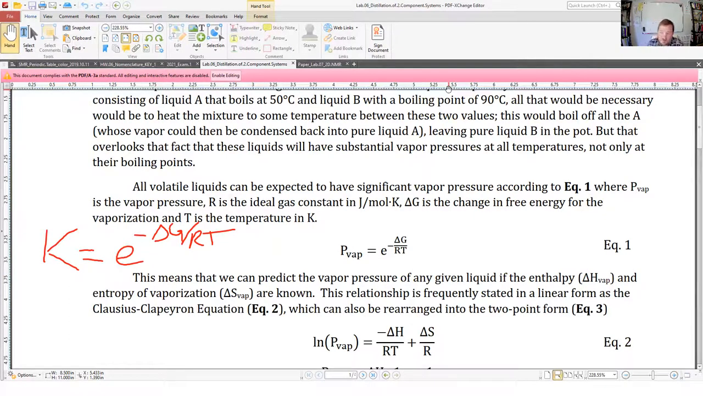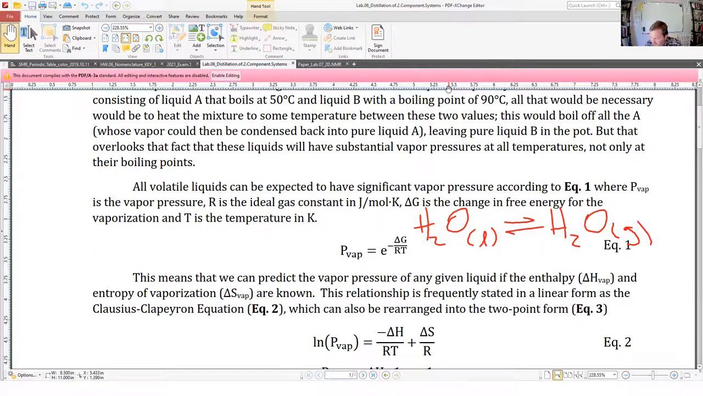The difference is when we're talking about a reaction that's as simple as something evaporating, so if we had H2O as a liquid in equilibrium with H2O as a gas, well, what is the equilibrium constant for that reaction? Any thoughts? Anybody remember how to write equilibrium expressions? What's the first rule of equilibrium? Products over reactants, right? There we go. And second rule, equilibrium was also products over reactants.